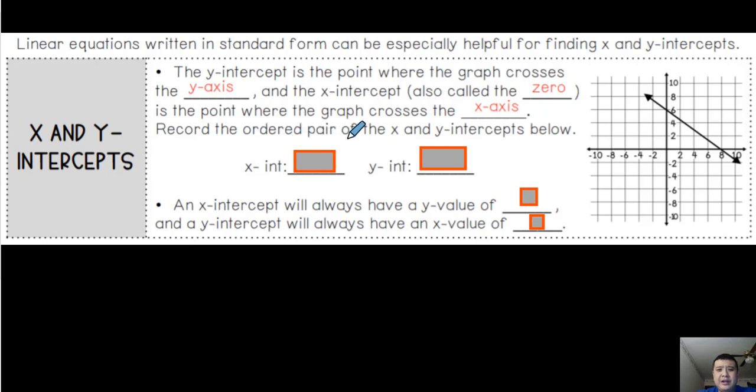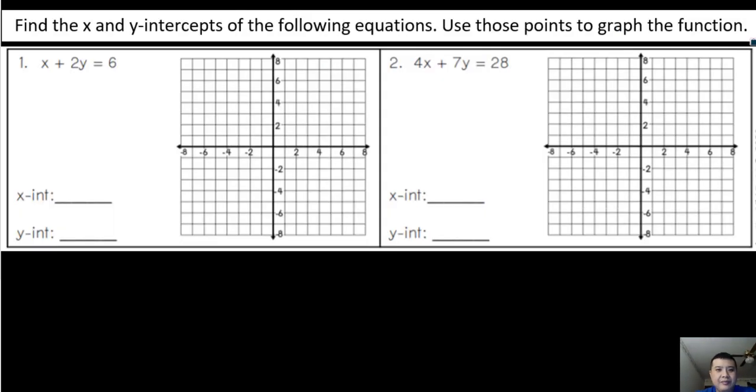Record the ordered pair of the x and y-intercepts below. So here we have a y-intercept of (0, 6) and an x-intercept of (8, 0). The x-intercept will always have a y value of 0, and the y-intercept will always have an x value of 0. So a quick review about that. Here we have: find the x and y-intercepts of the following equations and use the points to graph the function.